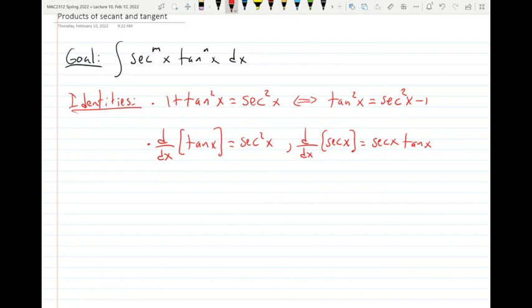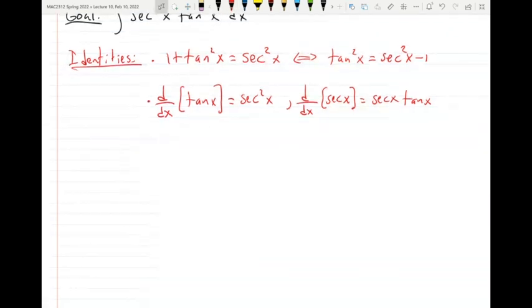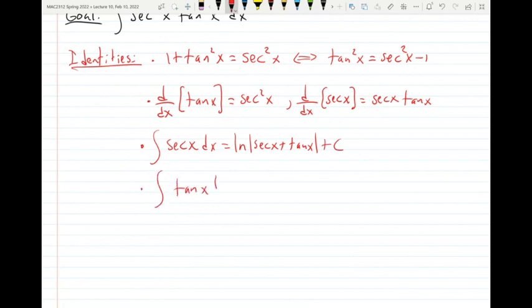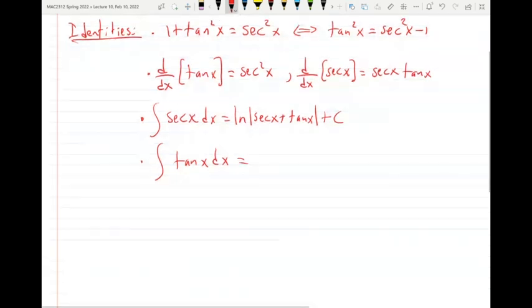All right. Something that will also be helpful is to know what's the integral of secant. We discussed this last week. Anybody remember? I told you to remember the formula. That's ln of absolute value of secant plus tangent. Okay? Something helpful also is to understand how to find the integral of tangent. What's the integral of tangent? How do we do this?